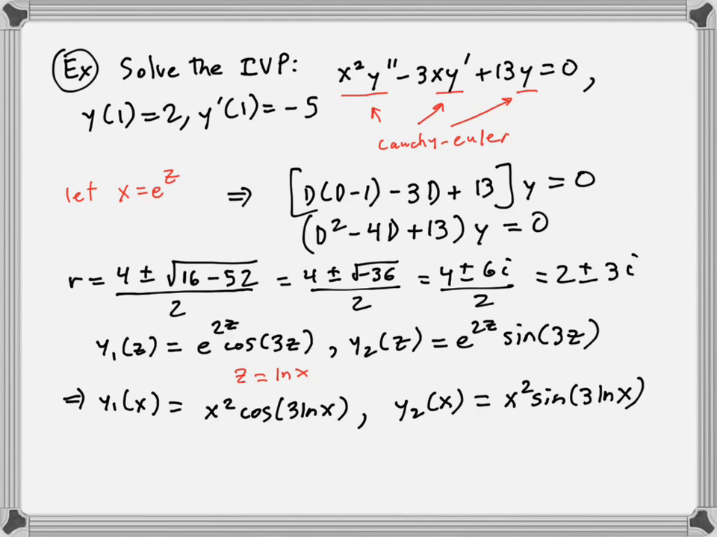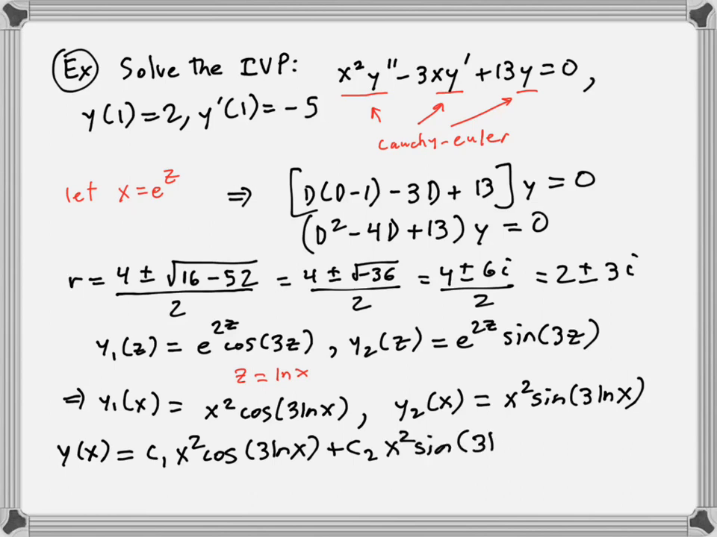And so our general solution, or our solution so far, I should say, y of x is equal to c1 x squared cosine of 3 ln x plus c2 x squared sine of 3 ln x. However, we do have initial conditions. We know that y of 1 is 2 and y prime of 1 is equal to negative 5. So let's go ahead and plug in those numbers.